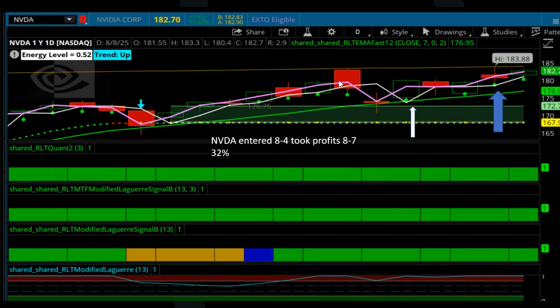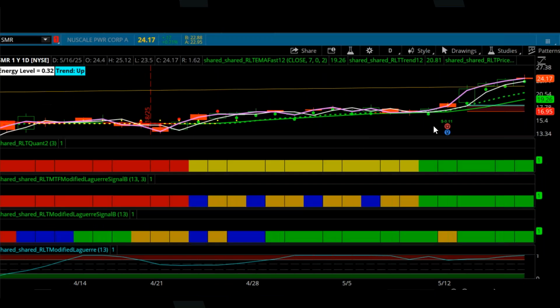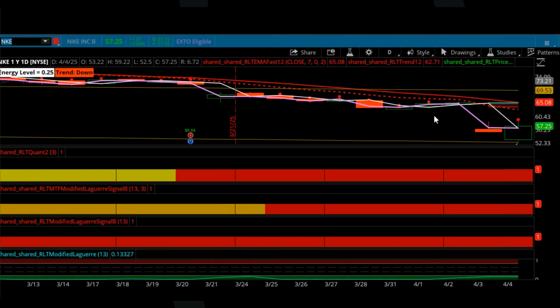All right, and this is NVIDIA. I showed you this one before. This was a PBO, a pullback opportunity right here to the 15 and a bounce. Take it right here. There were institutions that were buying it, so we took advantage of that. SMIO, I've already shown you that one. Nike, this was the one we had.